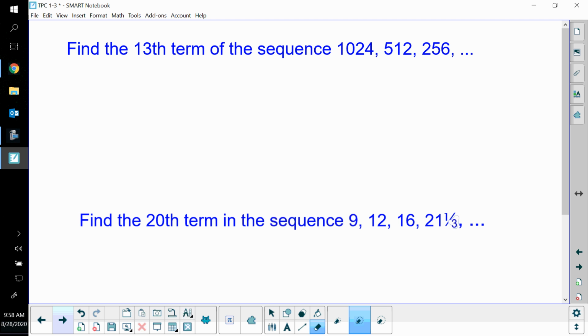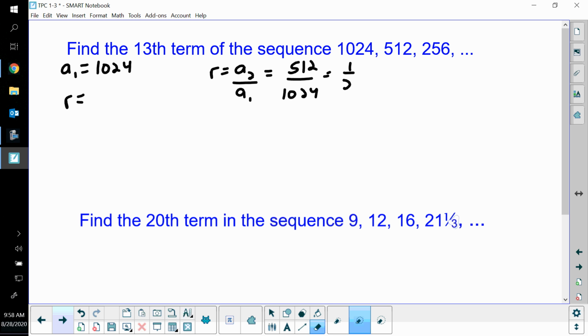For geometric, we need to know the A1, which is 1024, and we need to know the R. Remember, if R is not obvious, and it's probably not in this case, we do A2 divided by A1. So we'll do 512 divided by 1024, and that will reduce to 1/2.